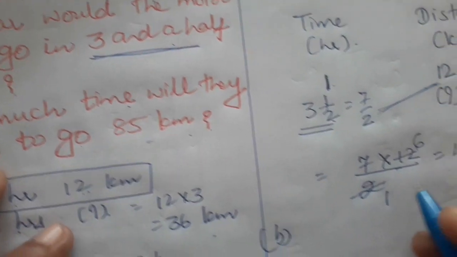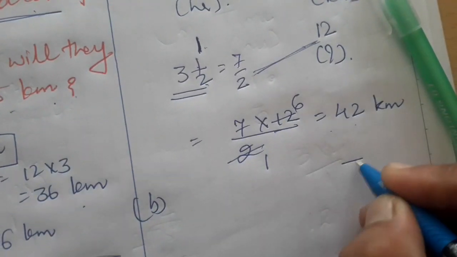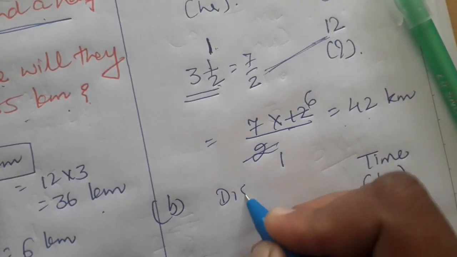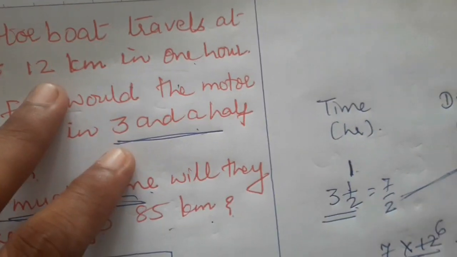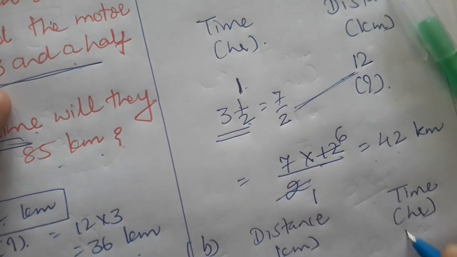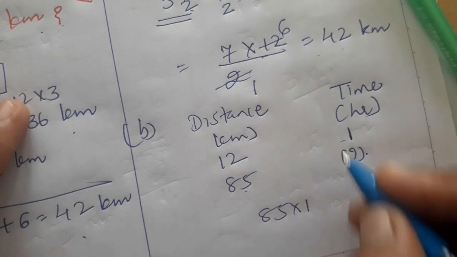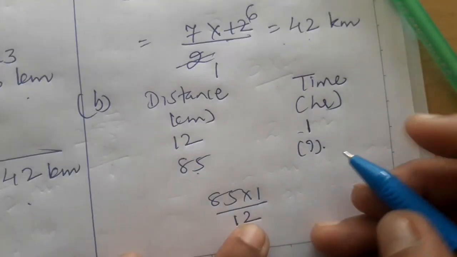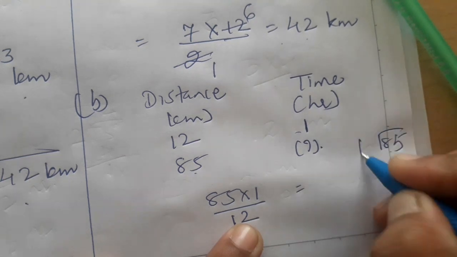Okay. So here how I will do, that is I want to find out time. So time should be my right hand side. So time, that is in hours, and distance will be in kilometers. So again 12 kilometers 1 hour, I will write 12 kilometers 1 hour, and now 85 kilometers how much? So I will have 85 into 1 divided by 12. Now you may feel that it's not divisible, what is to be done? So okay, no problem. We will divide it, that is 85 divided by 12.